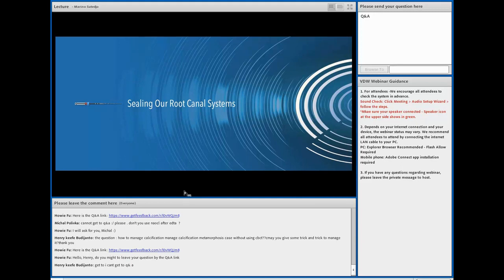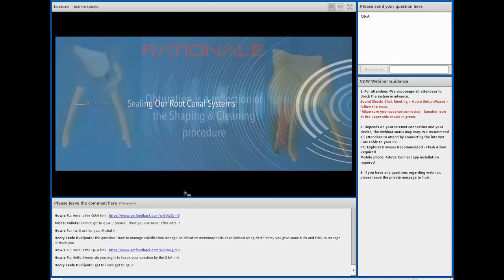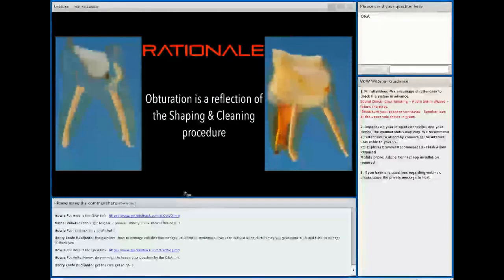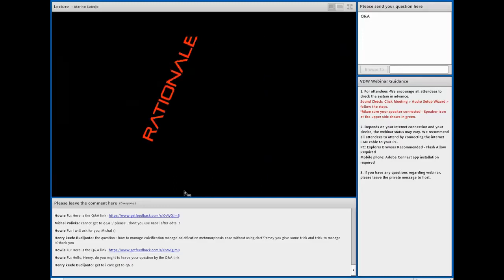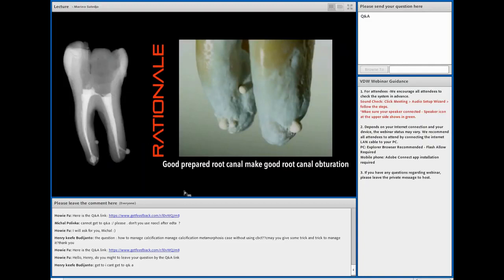So, after we complete our root canal preparations, meaning after we complete our shaping and cleaning, it's time to seal our root canal systems. I always say that obturation is just a reflection of our shaping and cleaning protocol, because a well-prepared root canal will definitely make a good obturation. So if you don't have a good obturation, always ask yourself, have I done good preparation of my root canal? Because if not, that is the answer.